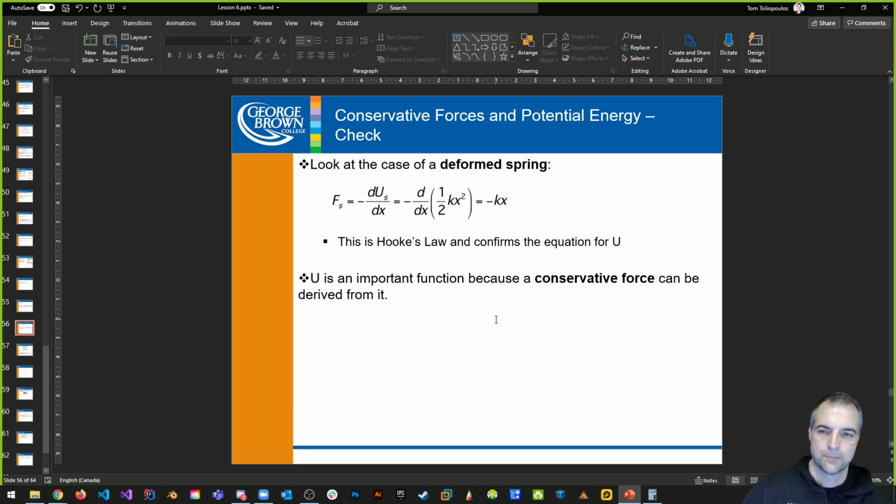All right. I'm going to move on. So for the force of static friction, again, we can say that instead of looking at dU over dx, which is the derivative, it equates to negative kx. This is just the proof that we use for Hooke's law.